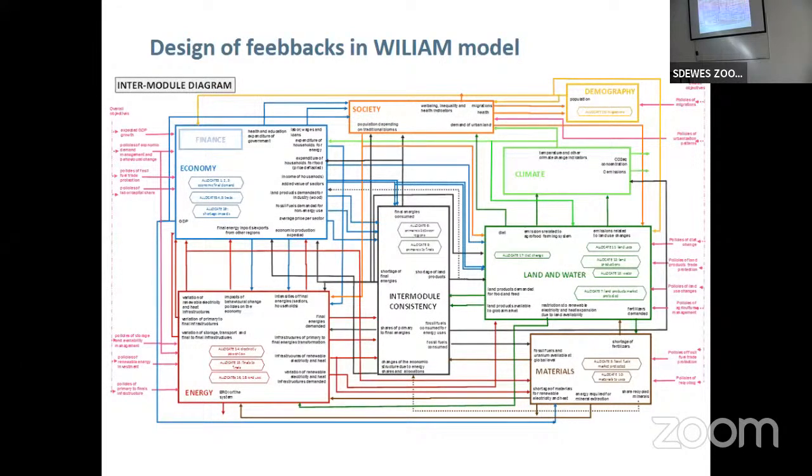But I'm afraid for the students and the lecturers it's too small, so I'm going to try to explain. This is the real design of all the feedbacks in Williams. I assume you cannot read from there, but you will have the presentation, so you will be able to read it on your computer.